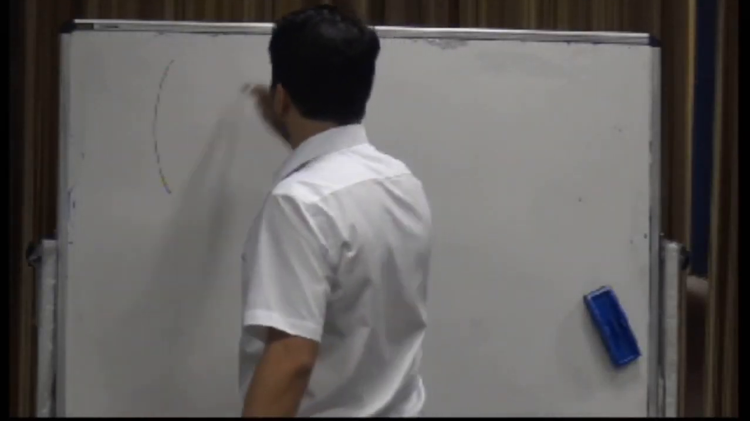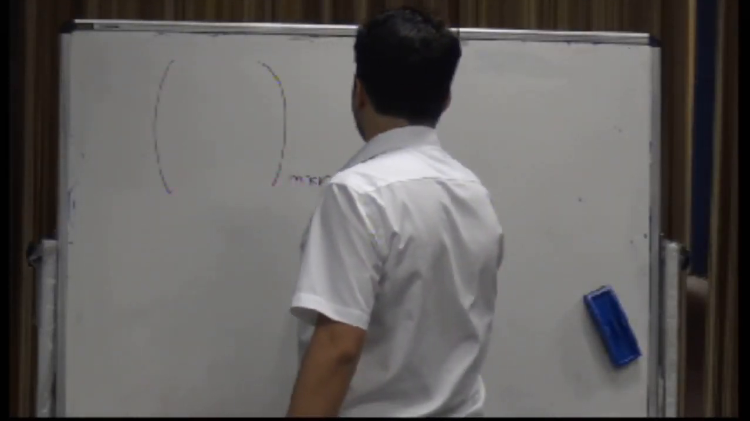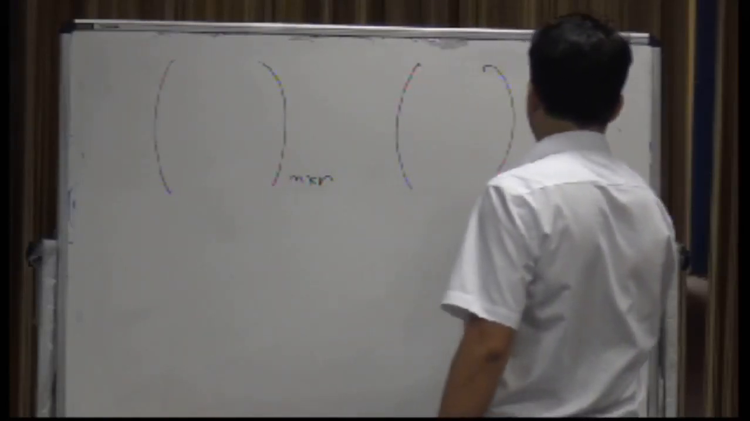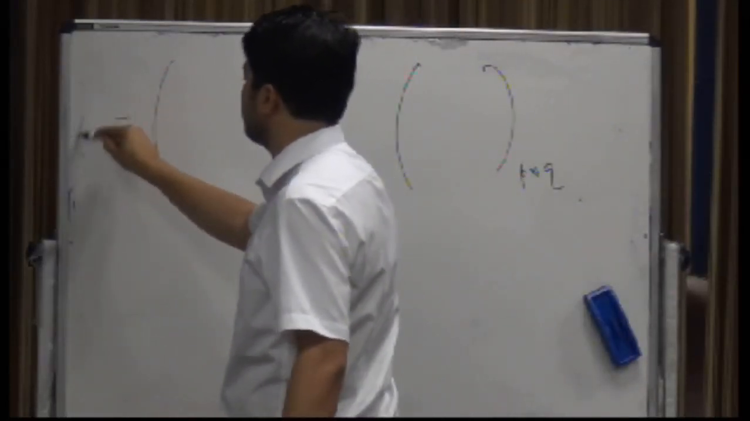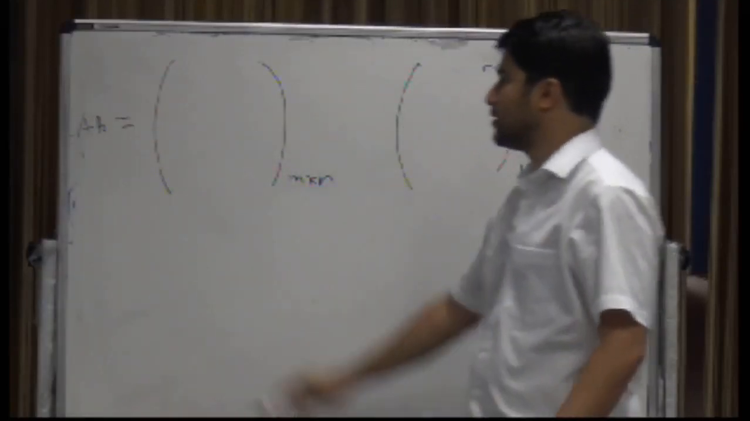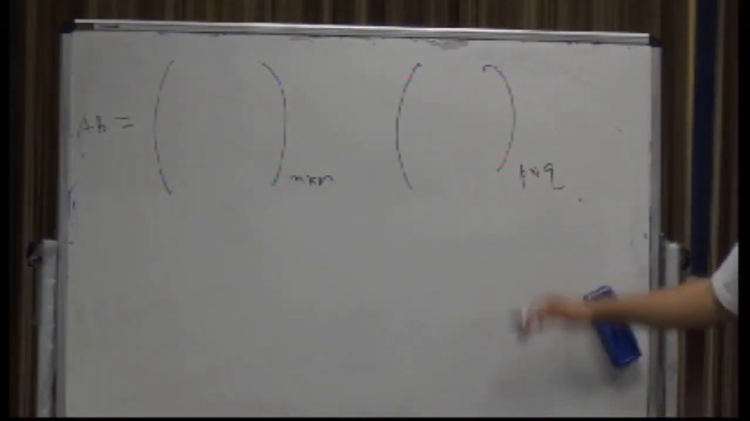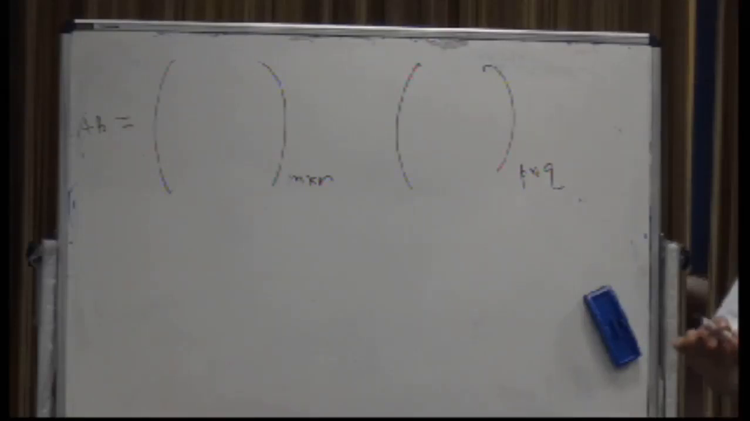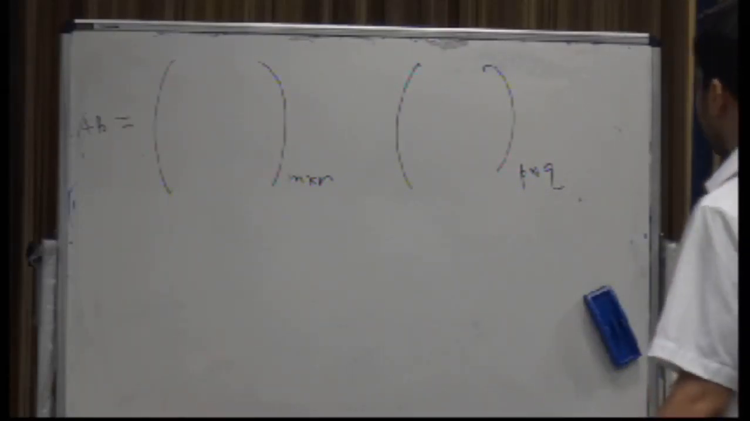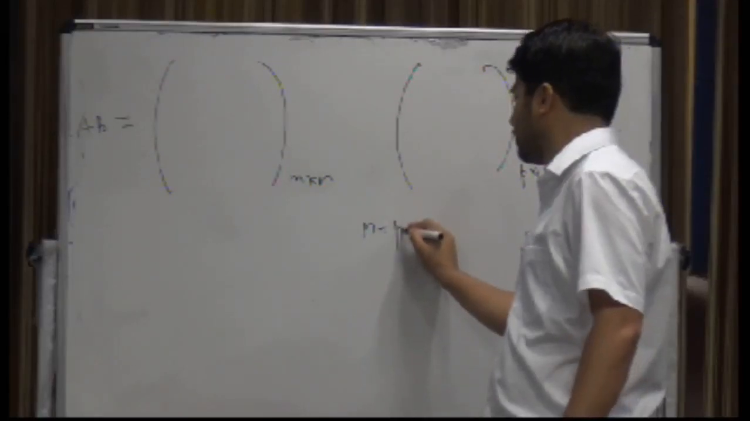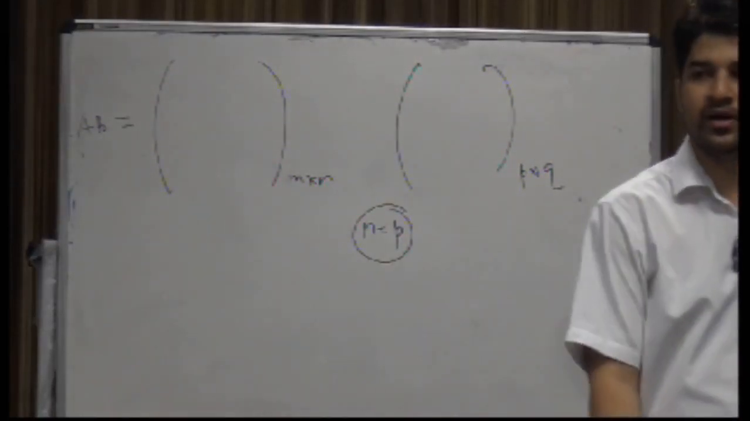And how do we multiply two matrices? What are the first conditions you need to know? The number of columns of the first matrix should be equal to the number of rows of the second matrix. Now let's say this is A into B. This is matrix A with order m by n, and this is matrix B with order p by q. So what is the first condition to have AB? N is equal to P. Then only we can proceed, otherwise we cannot proceed.